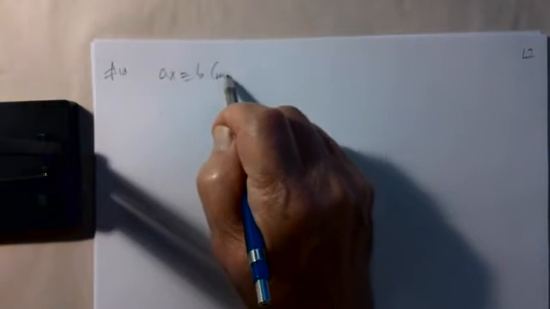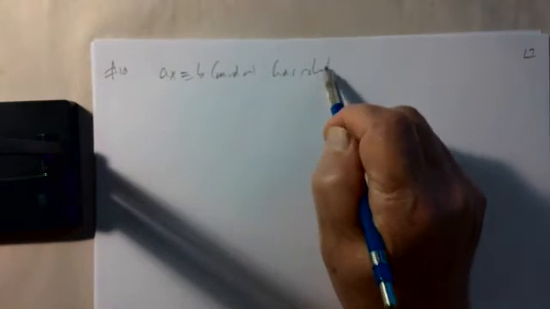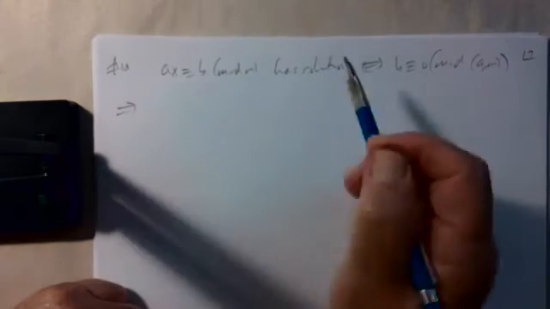And problem 10 was to prove the theorem that I proved many times in class. AX congruent to B mod M has a solution if and only if B is congruent to 0 modulo the greatest common divisor of A and M. So let's prove it. Let's go from left to right.